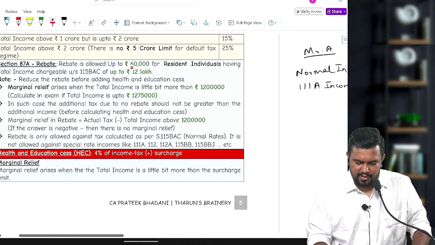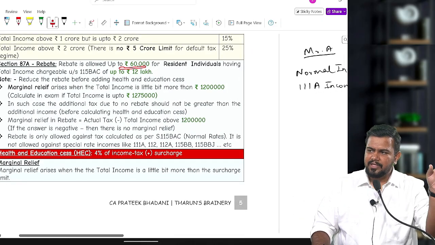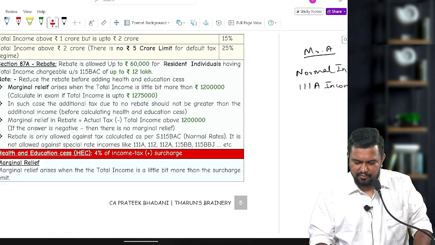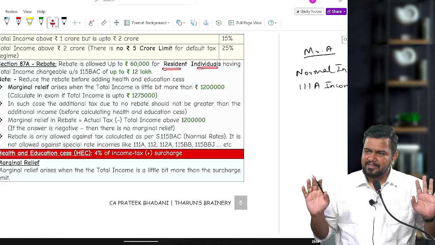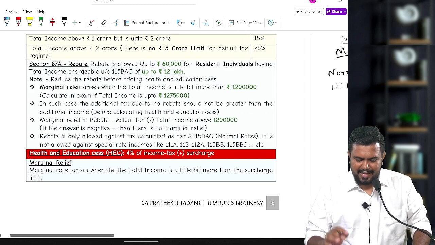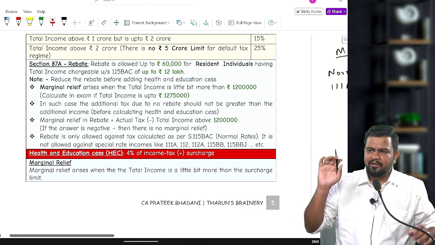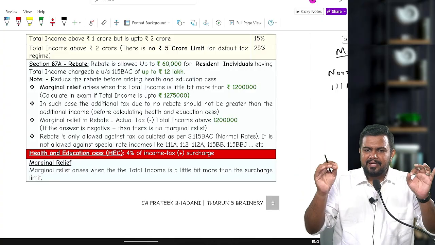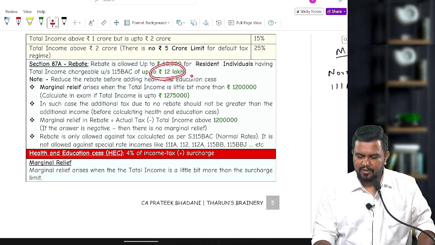So rebate is allowed up to 60,000. In old scheme, how much? 12,500. New scheme, how much? 60,000. For resident individual, this part is the same. For resident individual only, rebate will be allowed. And maximum limit in old scheme is how much? 5 lakhs. That is total income. New scheme, only the income chargeable under 115 BAC, 12 lakhs.